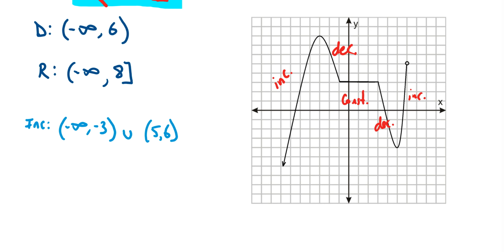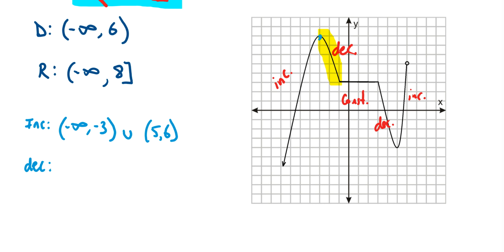That just kind of is saying it's joining the intervals together. It's saying negative infinity to negative 3, and then also 5 to 6. All right, let's take a look at decreasing. It is decreasing over these two intervals. Let's do the one on the left first.